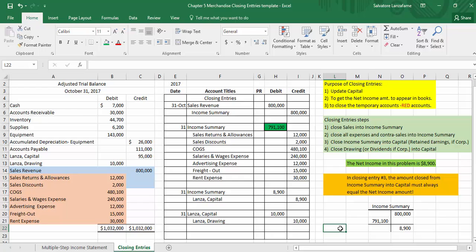Just a quick side note, this company earned $8,900 worth of net income, but used $10,000 for personal use. So their equity balance from the beginning of the period to the end of the period has actually decreased. Notice the drawing is larger than how much the capital went up. Capital went up by 8,900, and it went down by 10,000. So if we were to do another trial balance, like the one that you see on the left, that Lanza Capital that you see for 95, after this closing entry process, it would be lower. So the net worth of the company has actually decreased based on these numbers.